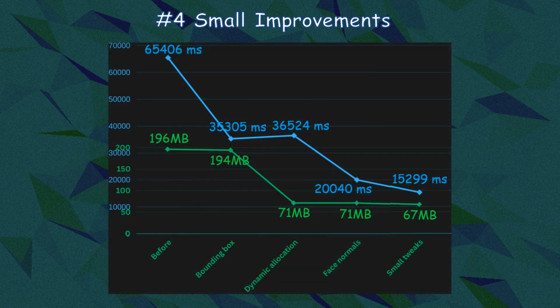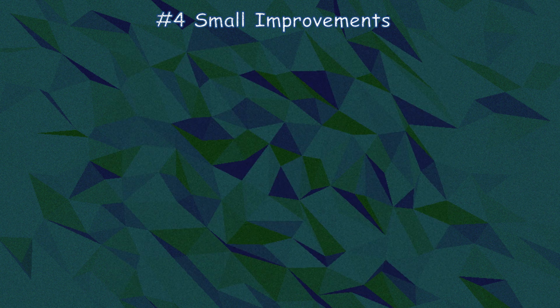After a few more small tweaks here and there, the ray tracer only uses 67 megabytes of memory and takes approximately 15 seconds to render. Compared to the start of the episode, that's 65% less memory and 76% faster.